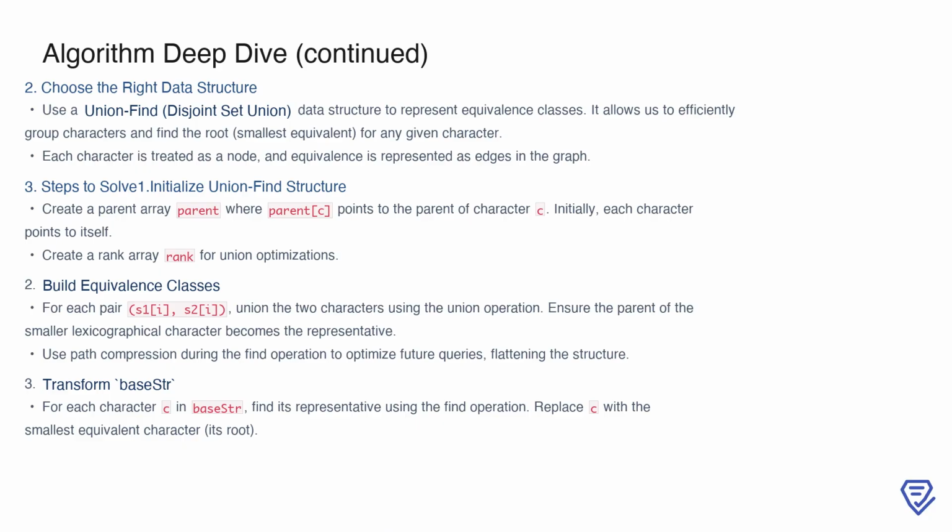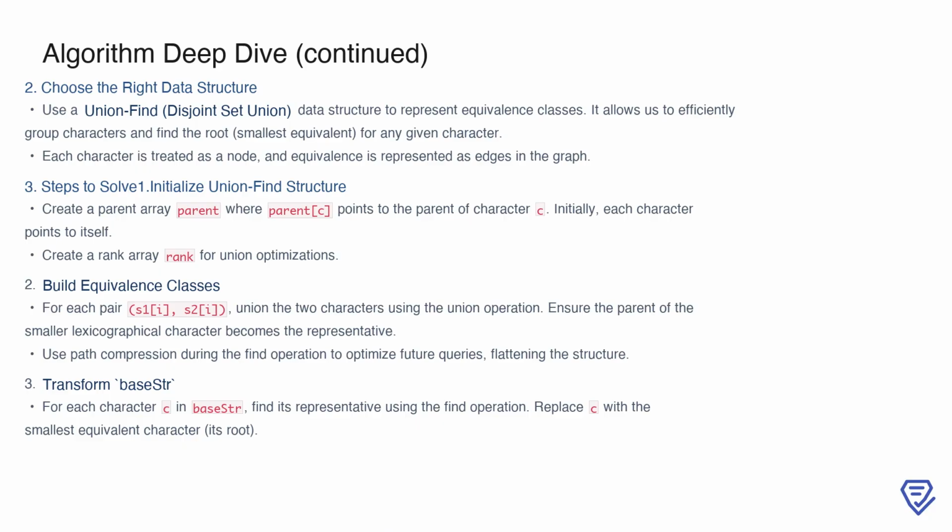Now, to solve the problem efficiently, we need a data structure that can help us manage and query these equivalence classes. The union find, or disjoint set union, DSU, is perfect for this task. It allows us to group characters into equivalence classes and quickly find the smallest representative for any given character.